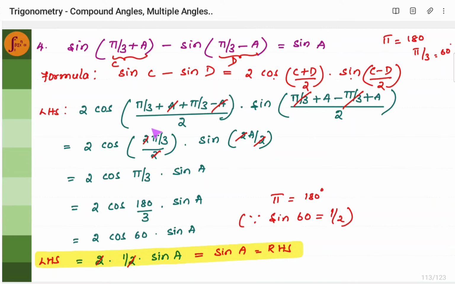Now we'll substitute all of this. You will see that a and a will get cancelled. We'll be left with 2 pi by 3, 2 pi by 3 by 2. 2 and 2 will get cancelled. And here also pi by 3 and pi by 3 will get cancelled. You're left with 2a, 2a by 2. 2 and 2 will get cancelled. So we're left with 2 cos pi by 3 into sine a, right? Pi by 3 is 180 by 3, which is 60. Cos 60 is half. So 2 into half into sine a. 2 and 2 will get cancelled. So you're left with sine a, which is equal to RHS.